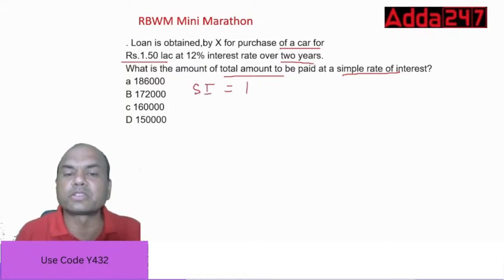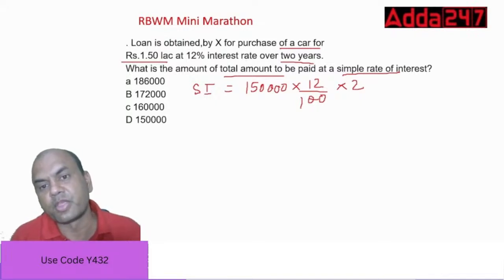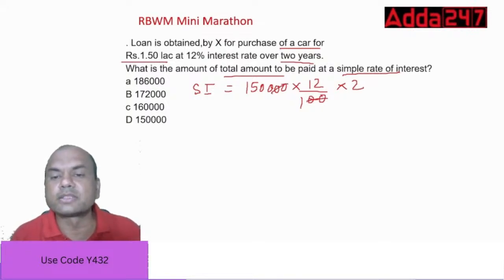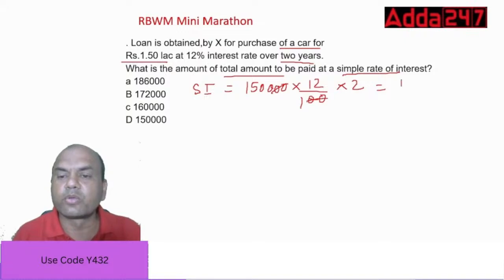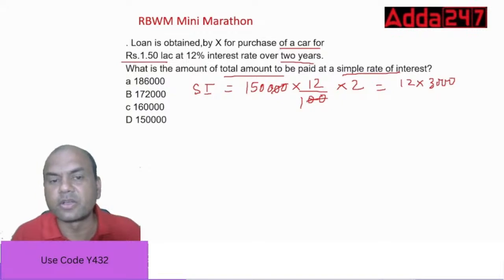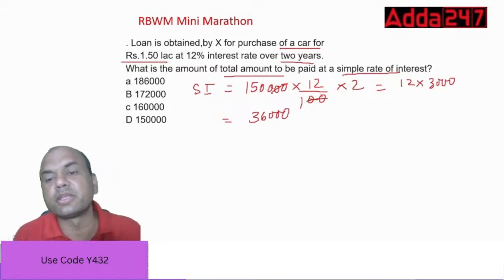12% and 1.5 lakhs. So 150, 1, 2, 3 into 12 upon 100 into 2 years. Now it is for 2 years, right? So 12 into 24 into 15. So 1500 into 2, that is 3000. Okay. 12 into 3000. 12 3s are 36. Right? 36. So 36,000 is the simple interest for 2 years.